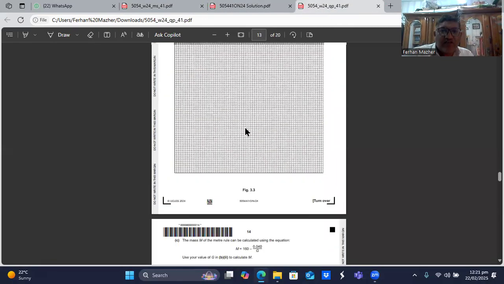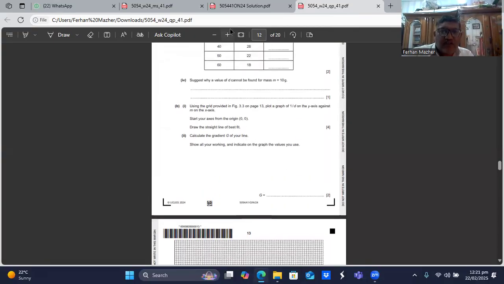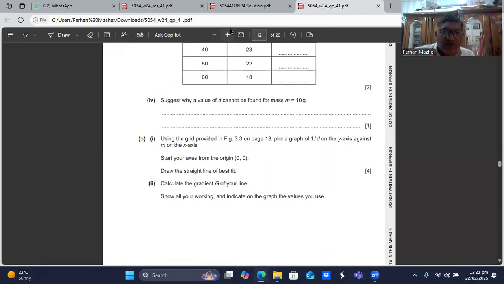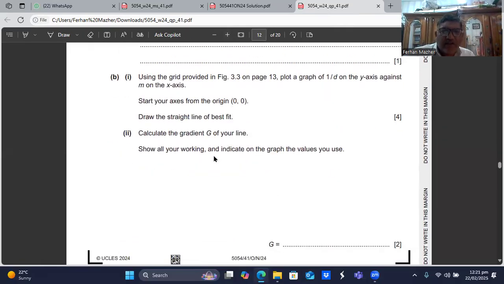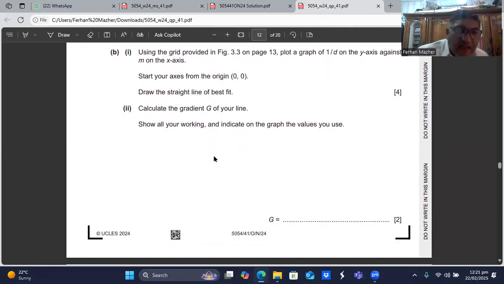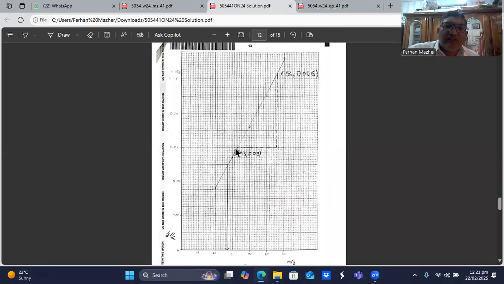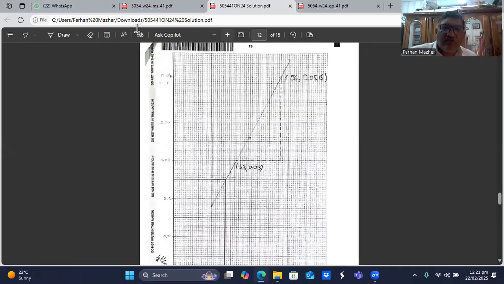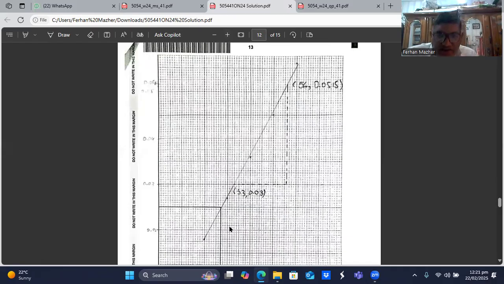Then the question they are asking, after plotting, is a 4 marks question. They say calculate the gradient G of your line, show all your working and indicate on the graph the values you use. It's a 2 marks question. So I'm going to take this point on the line of best fit, and this point on the line of best fit, and note down the coordinates of these 2 points. This point is something like 33, 0.03, and this point is 56, 0.0515.